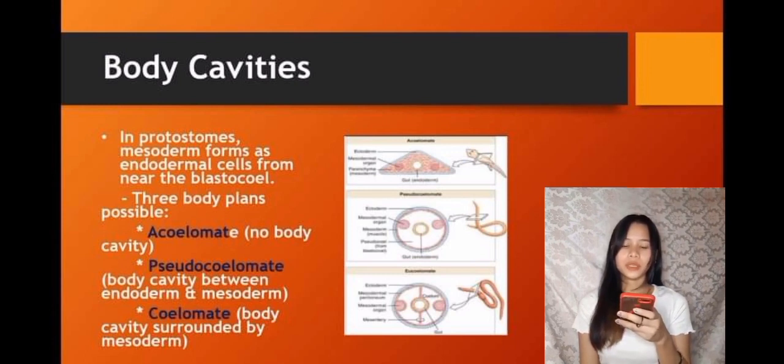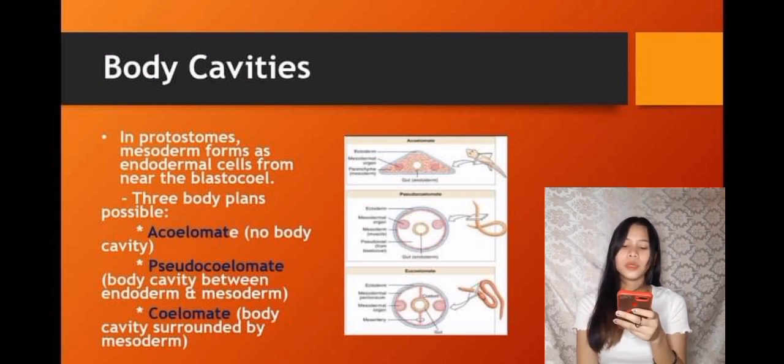Body cavities. In protostomes, mesoderm forms from endodermal cells near the blastocoel. Body cavities vary among animals. The first one is acoelomate, or no body cavity. It is an invertebrate lacking a coelom, especially one belonging to the group comprising the flatworms, and characterized by bilateral symmetry and a digestive cavity that is the only internal cavity.